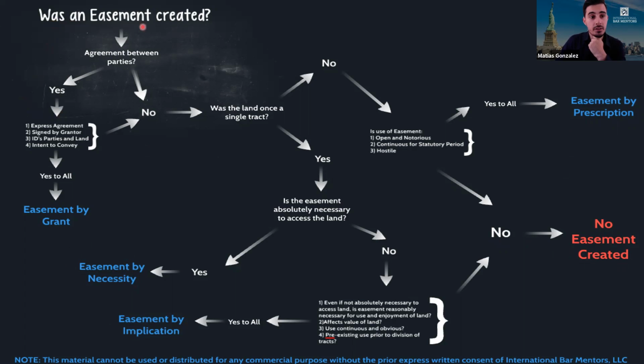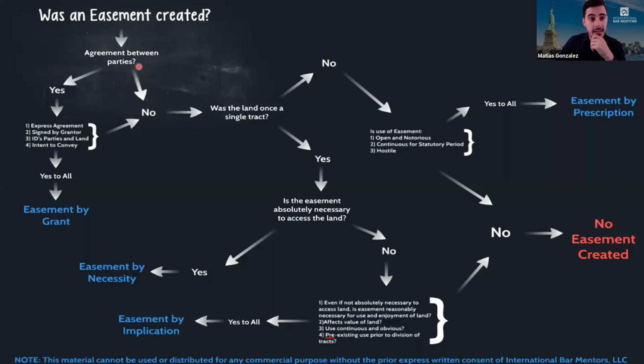Now, we start up here with, was an easement created, right? So the first question you always want to ask yourself is, take the low-hanging fruit if it's there, right? So is there an agreement by the parties? If there is, then see if the requirements of express agreement signed by grantor, identifies parties in the land, and has an intent to convey is met. Because if that checklist is met by the facts of the question, meaning you said yes to all, then you have an easement by grant, right? And so your analysis is over. You can say yes, an easement exists, no, an easement does not exist, right? Or in this case, yes, an easement exists by grant, by express grant.